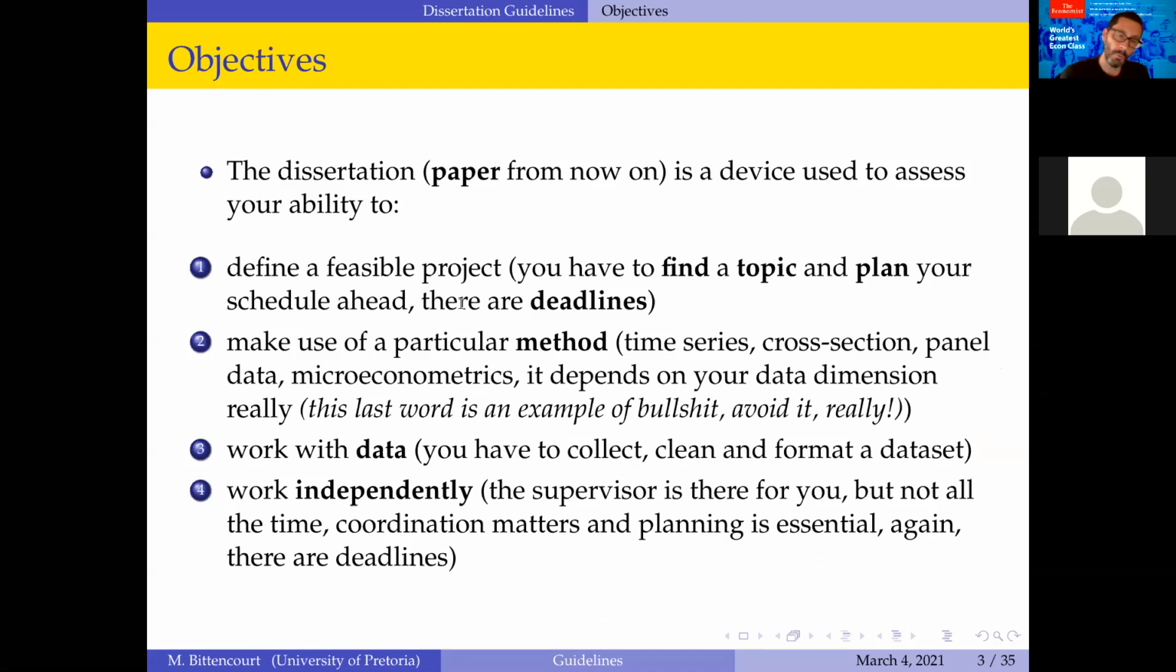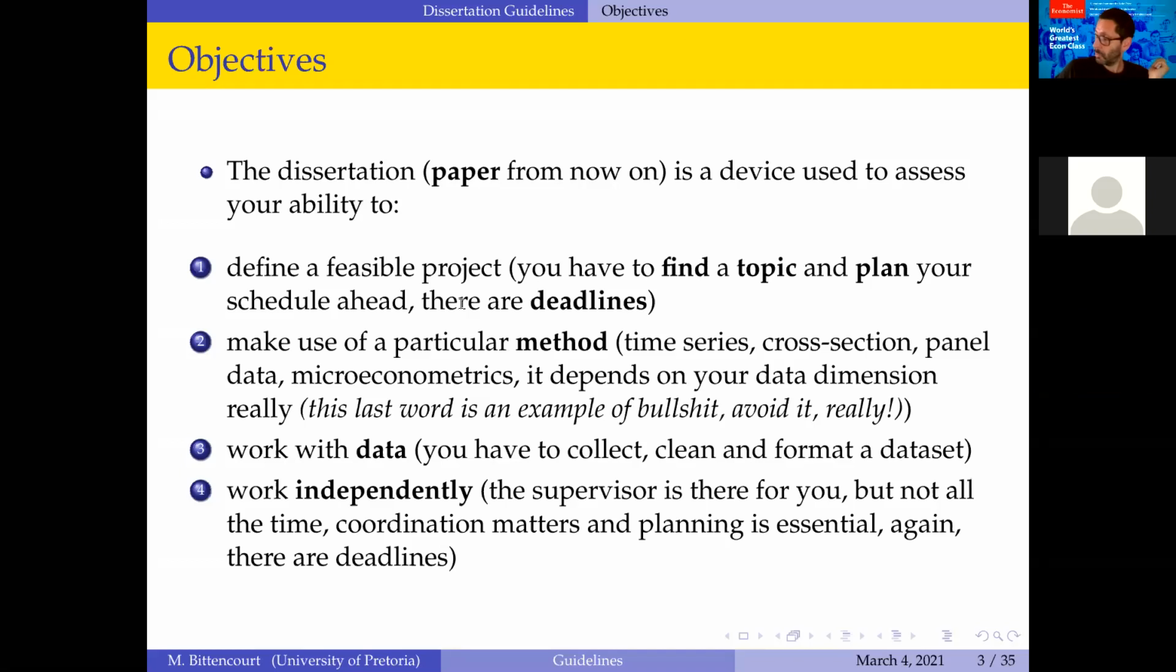So, work with data. You have to collect, you have to clean, and you have to format somehow a particular data set that you are going to be using to test a particular hypothesis. All those things we are going to see in much more detail as we move along, right, folks? I'm just giving you a sort of overview of what is going to happen here.